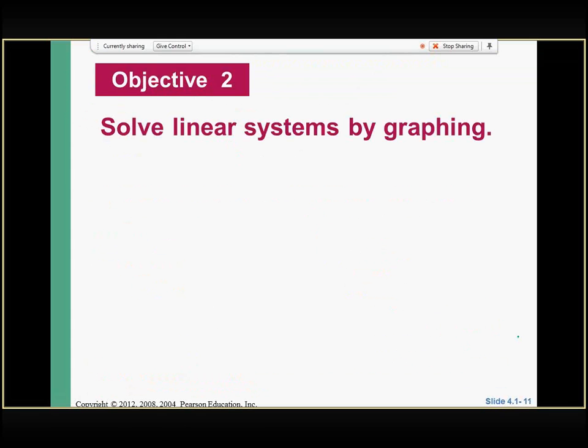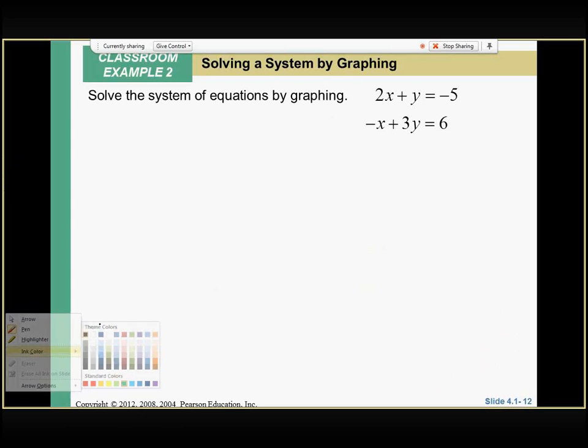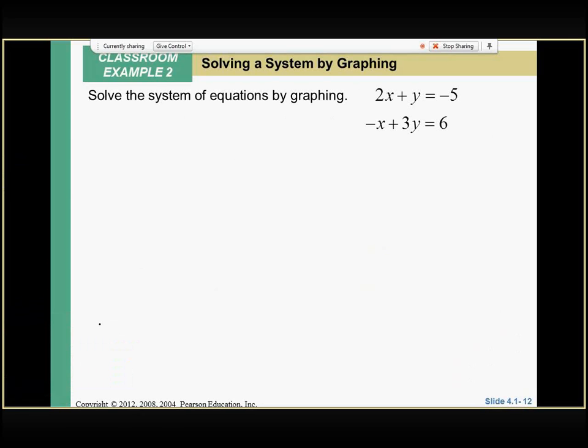Okay, now we're going to solve linear systems by graphing. So we're going to actually graph these two. How you graph it is kind of your choice. Remember when we graphed before, you could do a t-chart, you could put it in slope-intercept form, you could find the intercepts and so forth. But I'm going to call this equation A and B.